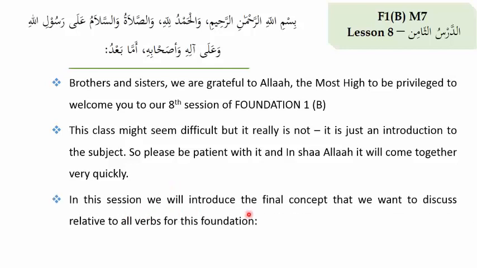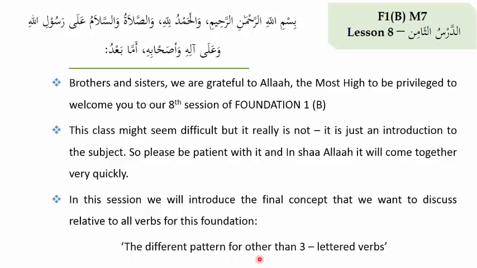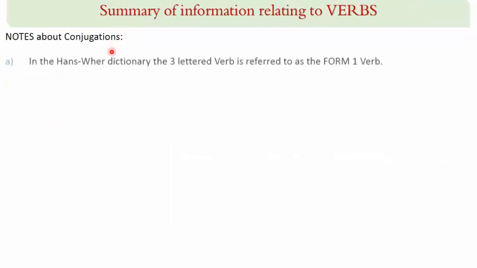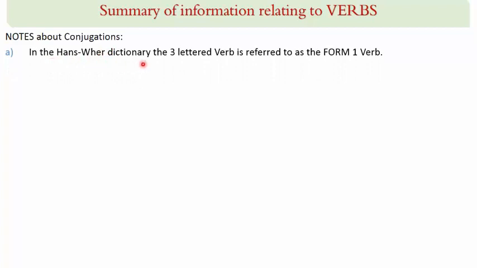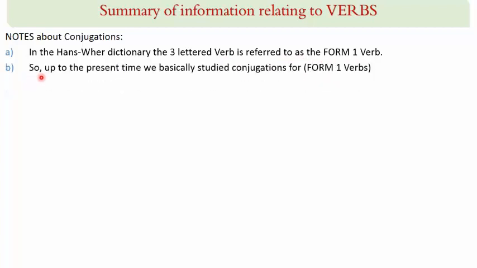In this session, we will introduce the final concept that we want to discuss relative to all verbs for this foundation: the different patterns for other than the three-lettered verbs. Summary of information relative to verbs. Notes about conjugation. First note, in the Hans Wehr dictionary, the three-lettered verb is referred to as the form 1 verb. Okay? It is called the mujarrad. B. So up to the present time, we basically studied conjugation for form 1 verbs.